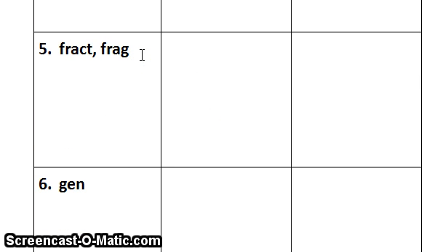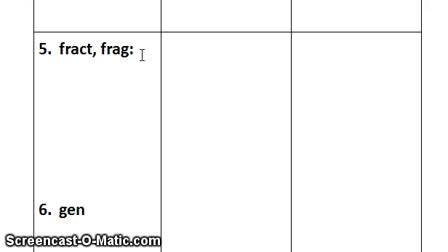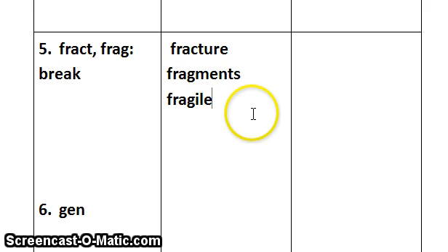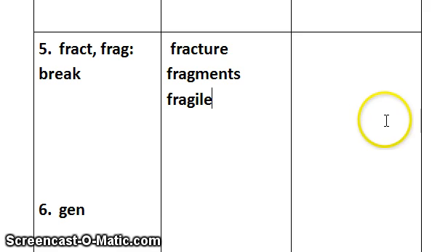Number 5, fract, frag, is kind of fun because it's like the opposite of force. If something gets broken, it is fractured. So a fracture is a break. And if something gets broken, you might say that it's a bunch of little fragments. If something is easy to break, you might call it fragile. So those are some examples of words that match up with this. Fract frag means break, and you have a fracture, fragments, fragile. I'm sure you can probably think of some other ones. Draw your picture over here.